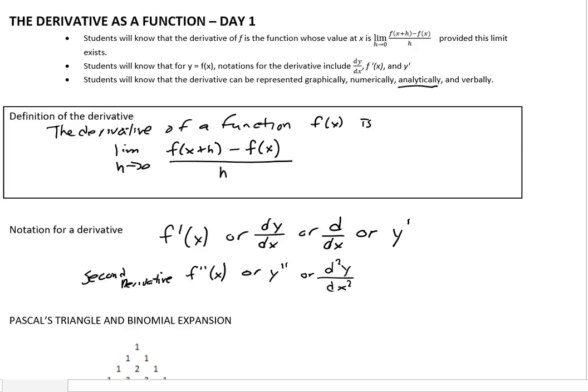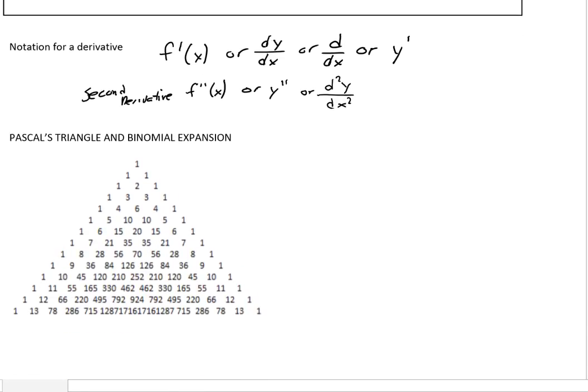Before we do that, we have to remind ourselves some stuff about binomial expansion, or a binomial where you have something like x plus a to the n power. And we're going to look at that, and Pascal's triangle is going to help us with that. Okay? So, Pascal's triangle, you can see how it works, and you can recreate it quite easily.